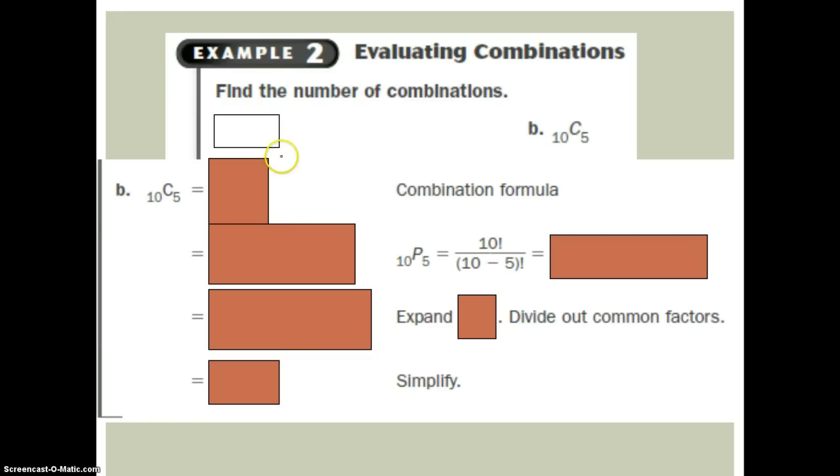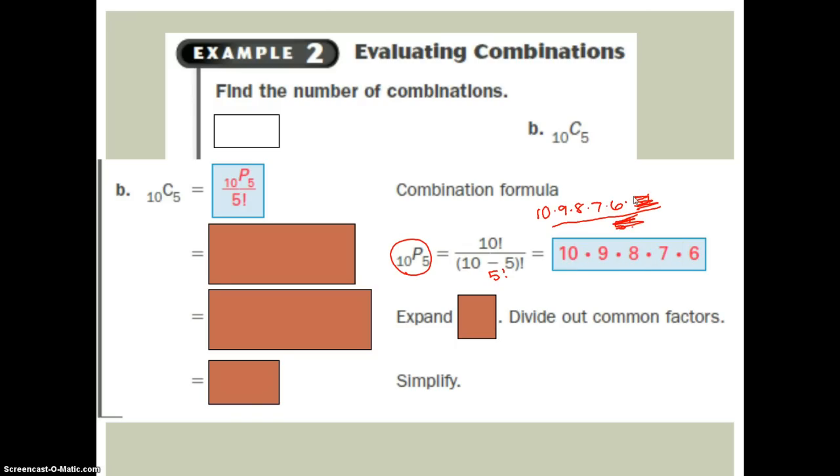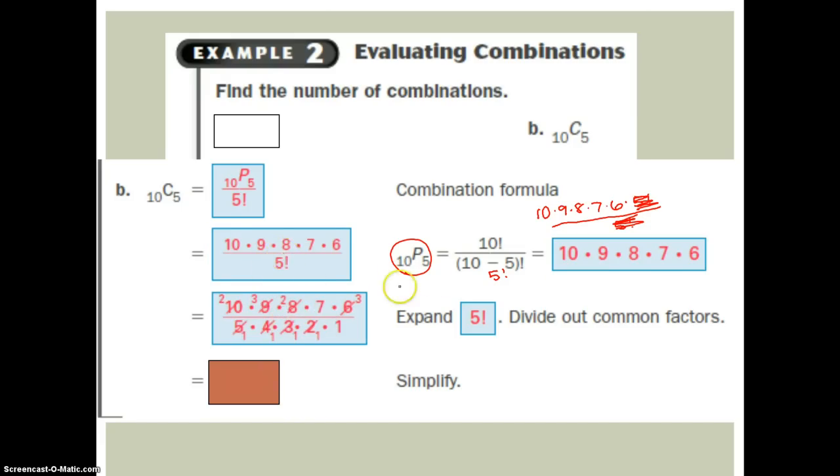For part B, you're going to have 10 permutation 5 over 5 factorial. Let's simplify the permutation. 10 factorial is 10, 9, 8, 7, 6, and now I'm going all the way down, this is 5 factorial, over 5 factorial. The 5 factorials cross off. Put that simplified version in the numerator over 5 factorial, expand the 5 factorial, and then divide out common factors. Okay, one more time.